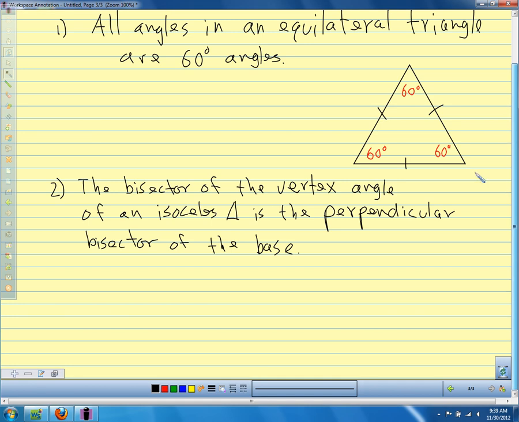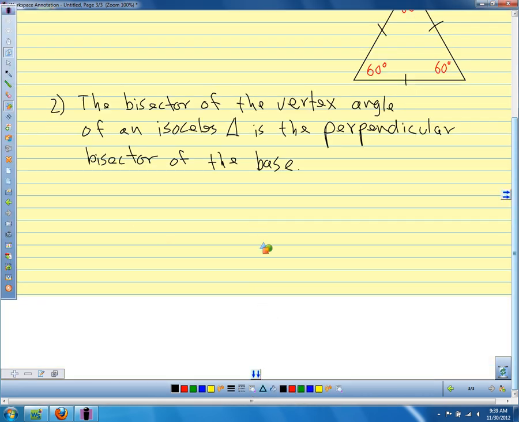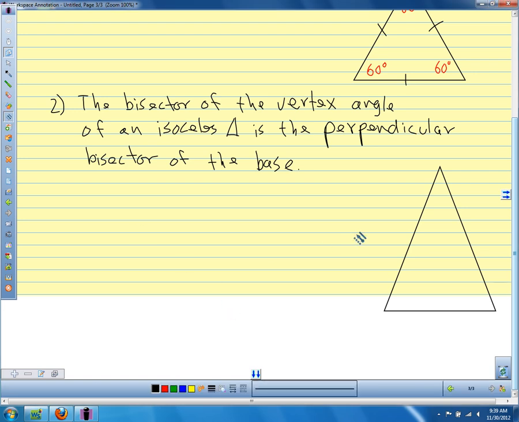So let's draw a picture of what this is telling us. So here's my isosceles triangle. And I'm going to draw the bisector of the vertex angle. And the bisector means it does what to the angle? Cuts it in half, so this angle is the same as this angle. The perpendicular bisector, perpendicular means what kind of angle? 90 degrees. So this angle is 90 degrees. That angle is 90 degrees, and it's the bisector of the base. So it cuts the base in half.